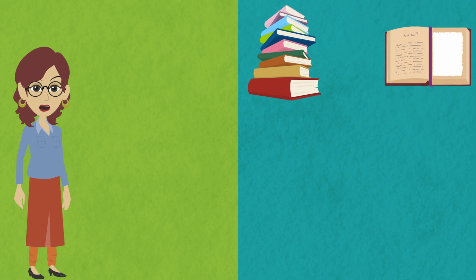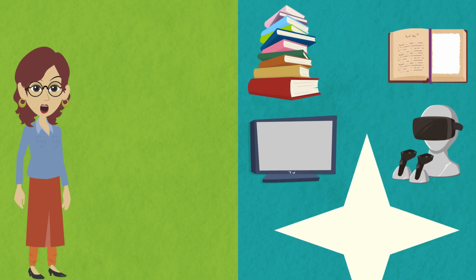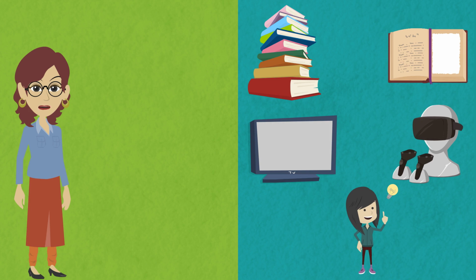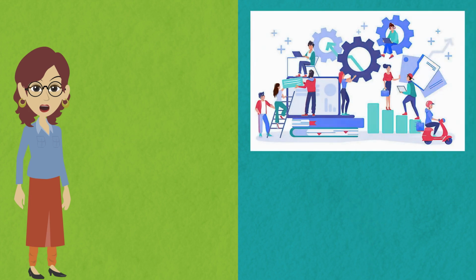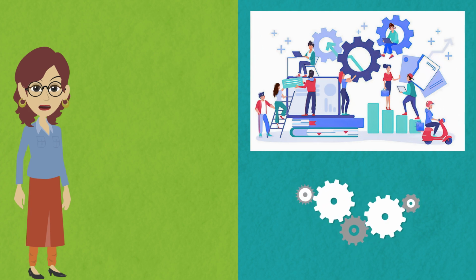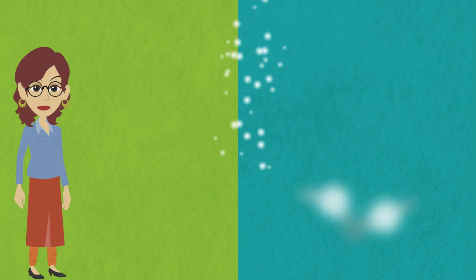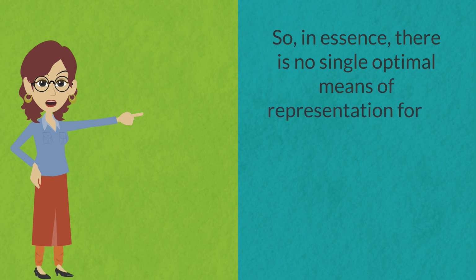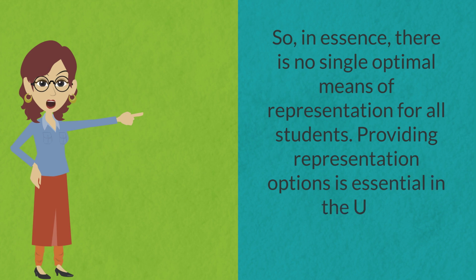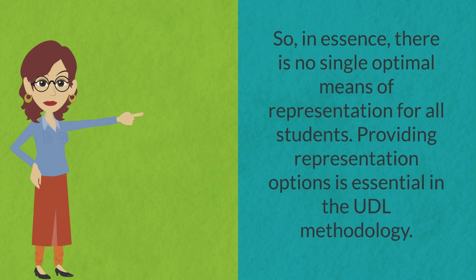Books and writing are very useful, but there are many students who are more efficient through other visual or auditory means rather than through printed text. Learning and the transfer of learning also occur when multiple representations are used, because they allow students to make connections, both within concepts and between them. So, in essence, there is no single optimal means of representation for all students. Providing representation options is essential in the UDL methodology.